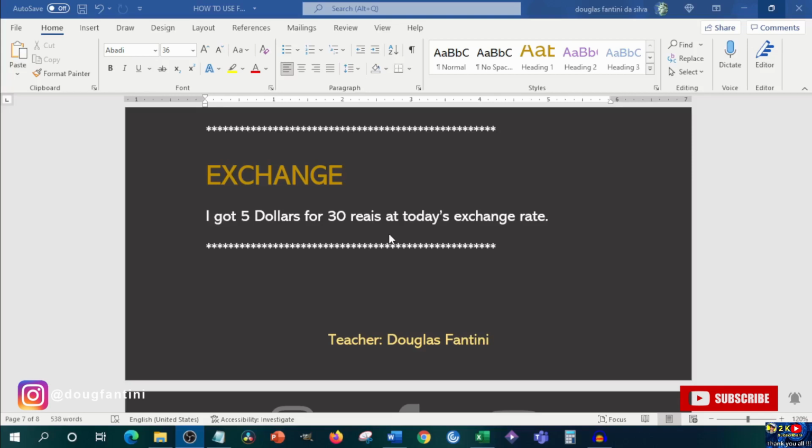Now let's talk about this sentence about exchange. I got $5 for 30 reais at today's exchange rate. It means the dollar is the American currency and the real is the Brazilian currency. And for me to exchange one for the other, I have to do the exchange. So it is $5 for 30 reais. For is very good to use in this case.